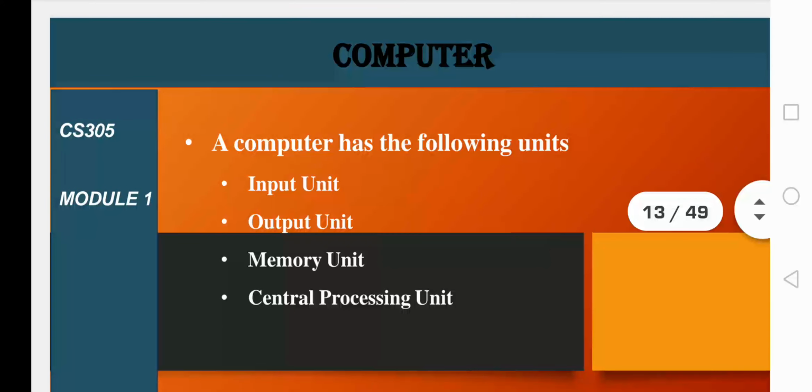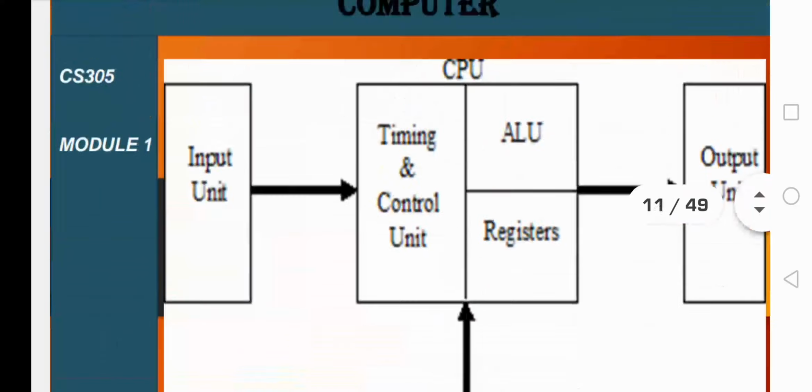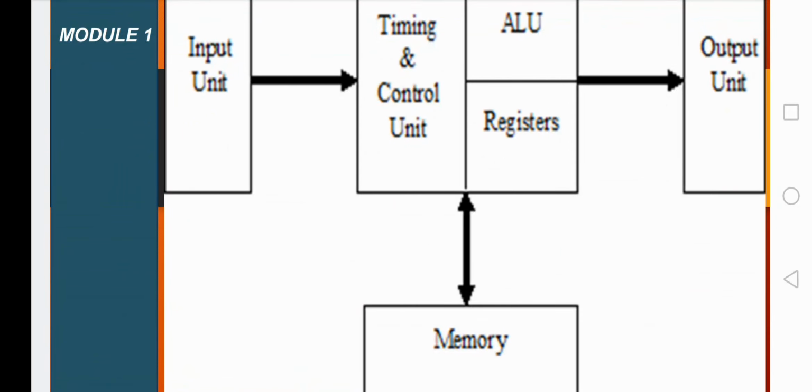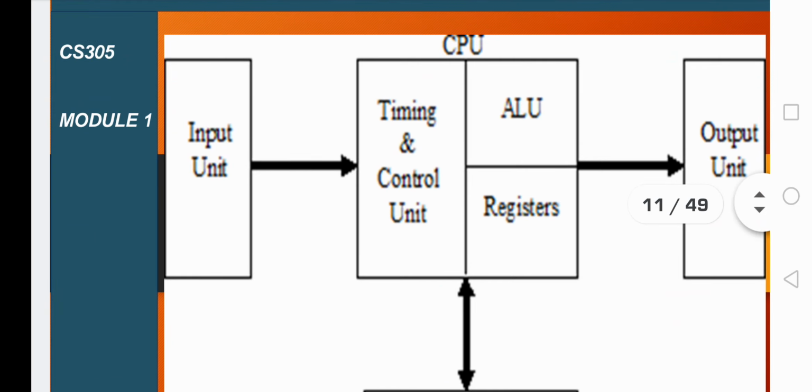So next we can look at what are the various components of a computer. Actually, a computer is having an input unit, output unit, memory unit and central processing unit. As I told you earlier, memory unit, input unit, output unit and CPU. Now let us look at the various subunits which are present within the CPU.